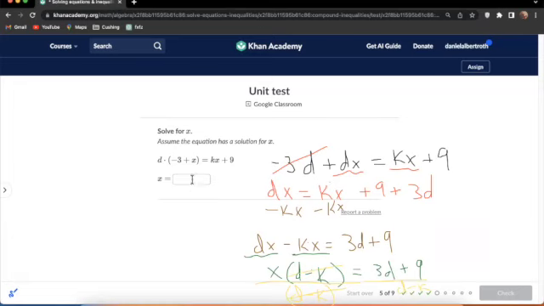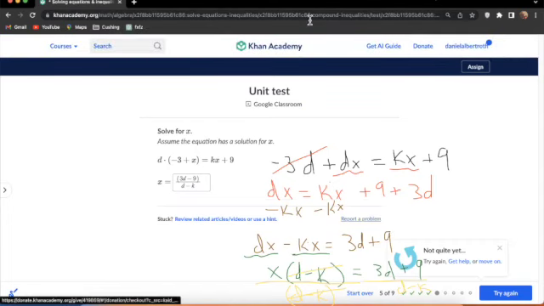So I'm solving for x. My hope is that it likes this answer. I'm going to put it in parentheses. So the numerator is 3d minus 9. And the denominator is d minus k. Cross my fingers. Not quite yet. So let's pause this.